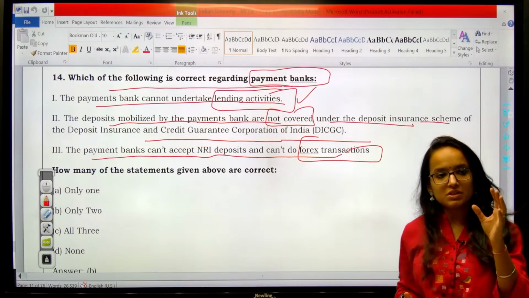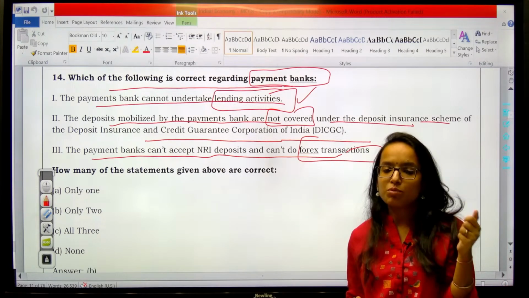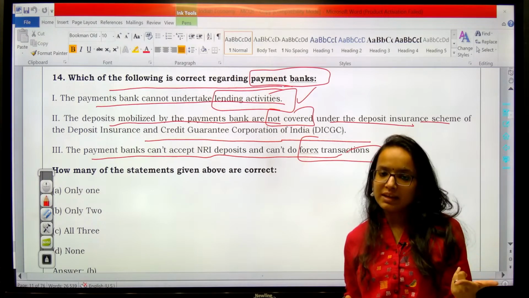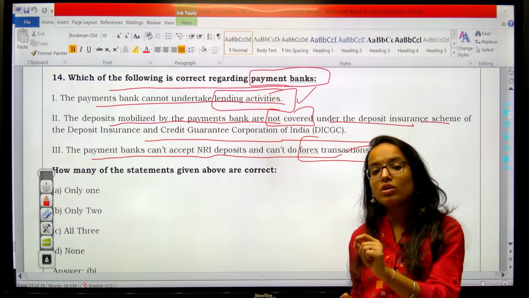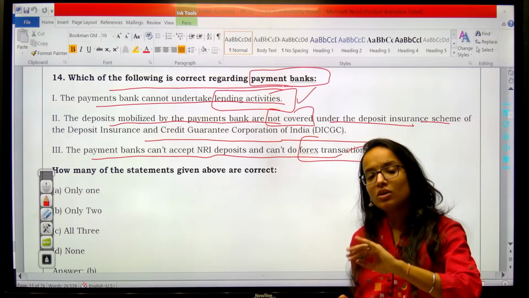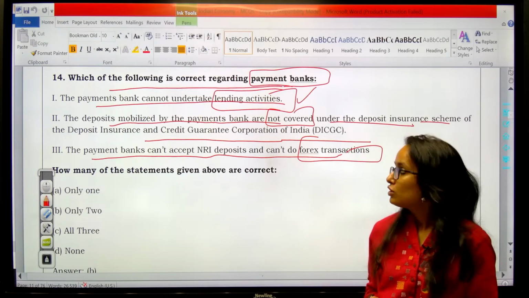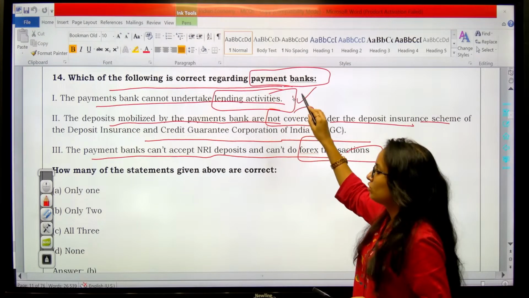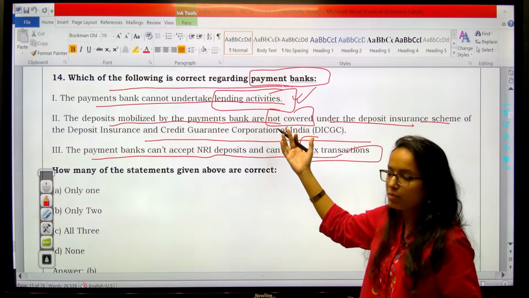If you see the difference between small finance bank and payment bank, the difference is small finance bank can do lending activities as well as accept deposits. Payment bank cannot issue a credit card or they cannot lend. They only can accept deposits. This is it. It is true. They cannot indulge in lending activities. They can accept deposits.